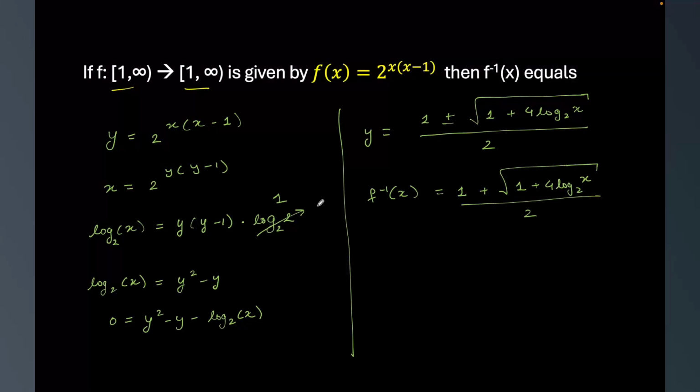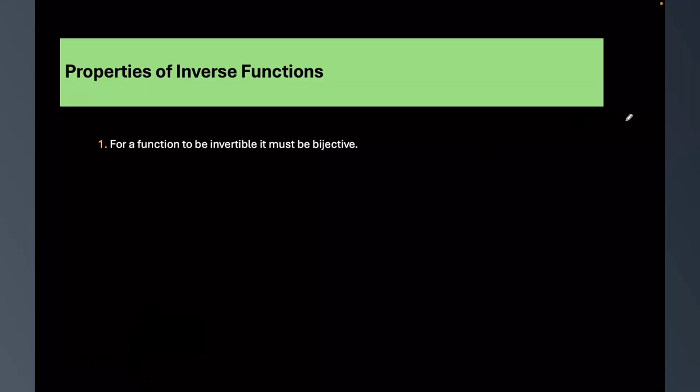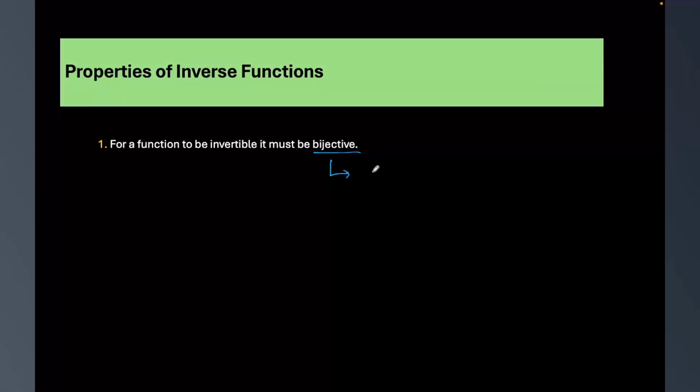Okay. All right. So we have done a few questions now. Now let's look at a few properties. All right. Let's look at the first property of inverse functions. So for a function to be invertible, it must be bijective. Bijective is just a cool term for what it means: it must be 1-to-1, like I mentioned before, and it must be onto, right? That's all that it means, nothing else.